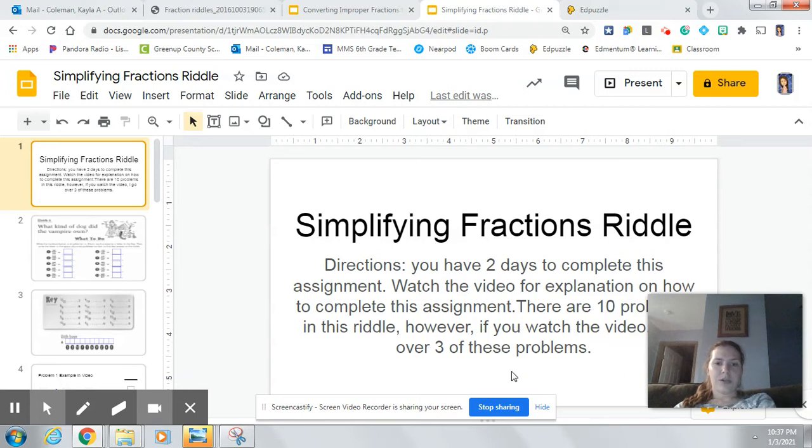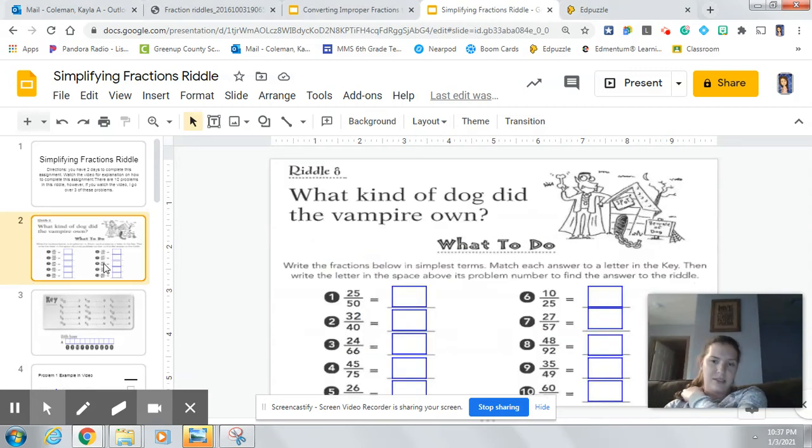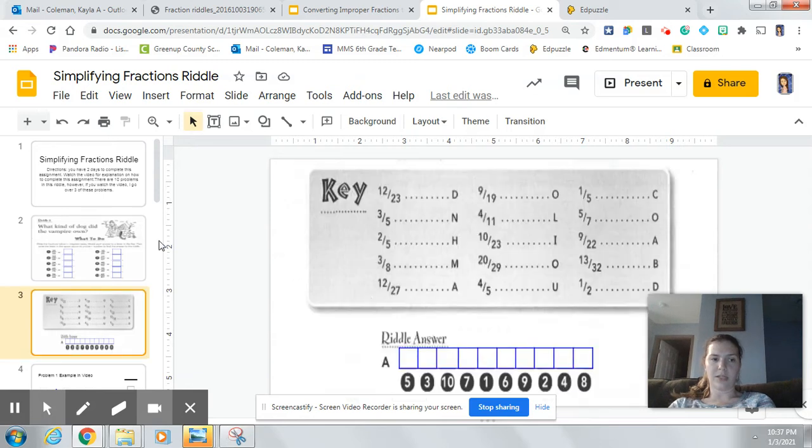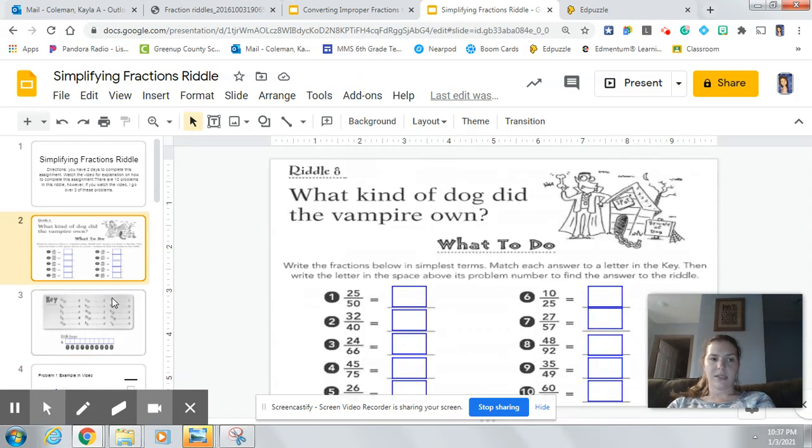These are all important concepts to understand before we get into the real meat of adding, subtracting, multiplying, and dividing fractions. So I like using these fraction riddles to practice. So we are going to be practicing simplifying fractions today and tomorrow. You have 2 days to work on this. So the riddle is on slide 2 and slide 3. Question 1 is saying to write the fraction below in simplest terms.